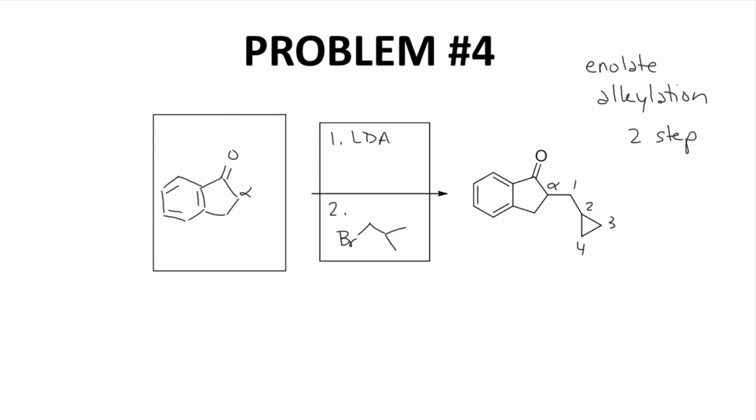And then our cyclopropyl ring. And that's it. That's our enolate alkylation. 2 steps. First treat a ketone with base, then treat it with an alkyl halide.